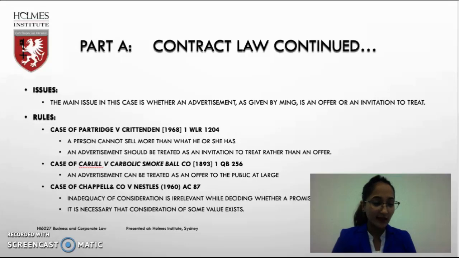The third case is the case of Chappell & Co. versus Nestlé, which states that inadequacy of consideration is irrelevant while deciding whether a promise is enforceable or not, and it is necessary that consideration of some value exists.